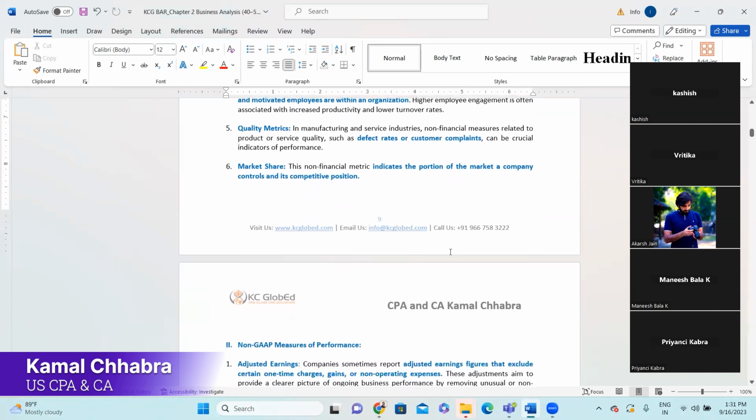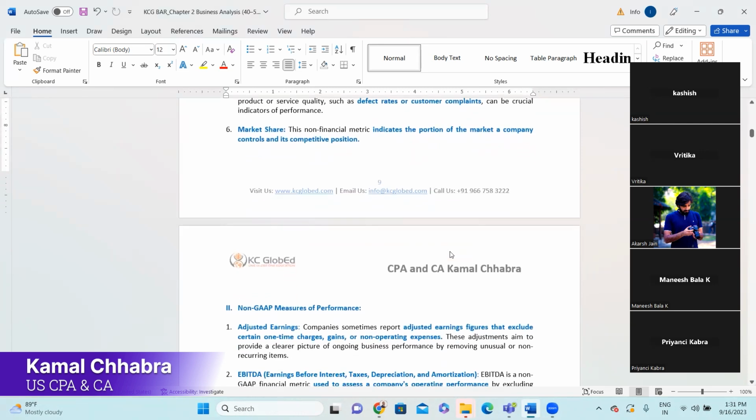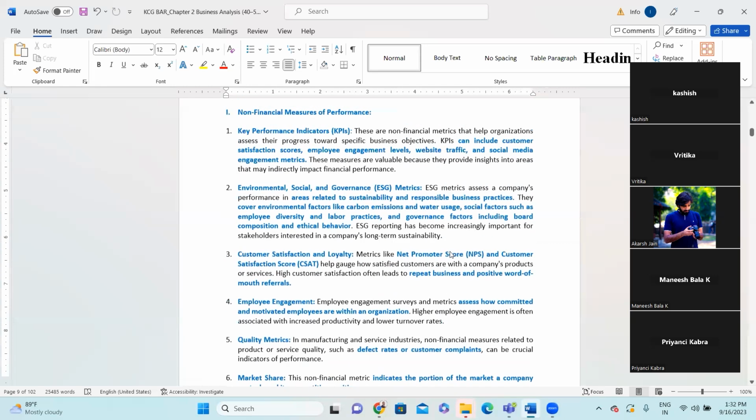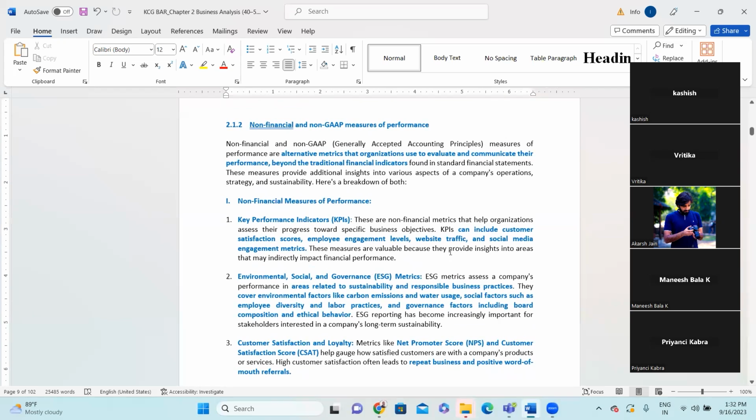This non-financial metric indicates the portion of the market a company controls and its competitive position. For example, in the automobile market in the US, the major players are General Motors, FCA, which is Fiat Chrysler, BMW, Hyundai, Nissan. They may have respective market shares in the entire automotive industry, right? So you need to represent what market share you are holding in the overall industry. So these are all kinds of non-financial measures of performance.